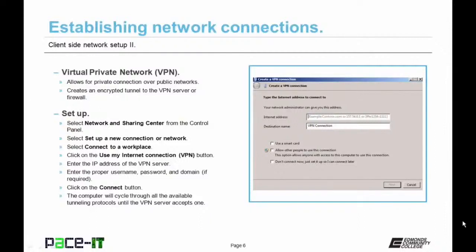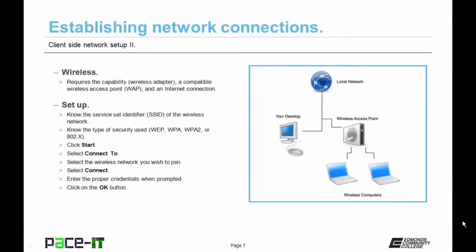Select Network and Sharing Center from the control panel. Select Set up a new connection or network. Select Connect to a workplace. Select Use my internet connection, VPN. Enter the IP address of the VPN server. Then you need to enter the proper username and password and a domain if required. Select Connect. The computer will cycle through all of its available tunneling protocols until it and the VPN server agree upon which one to use. And then you have your connection.